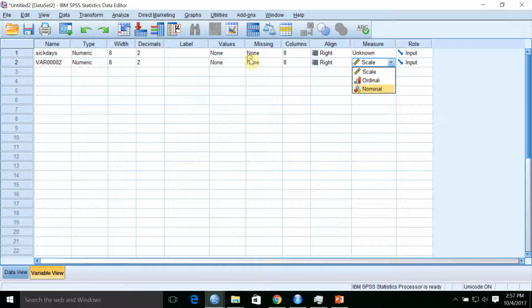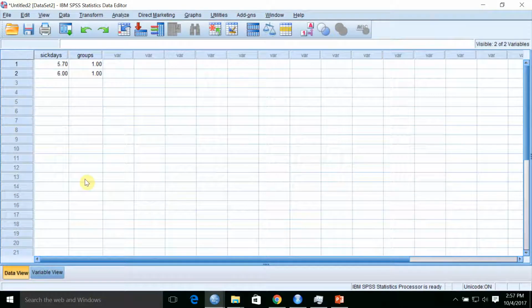measure. We want to change the measure to nominal for the groups, and we want to change the measure to scale for the sick days. And that basically is telling SPSS that your sick days are continuous variables, and that the numbers that represent the different groups, you need to treat them as groups and not as numbers. So that's how you would do that.